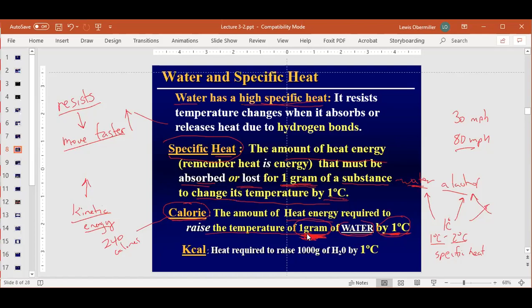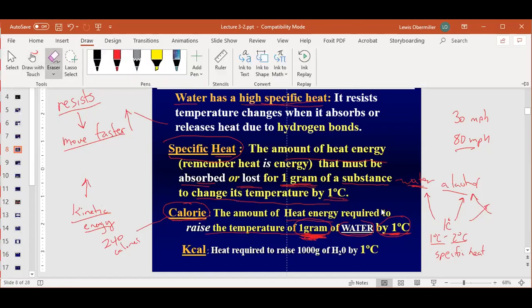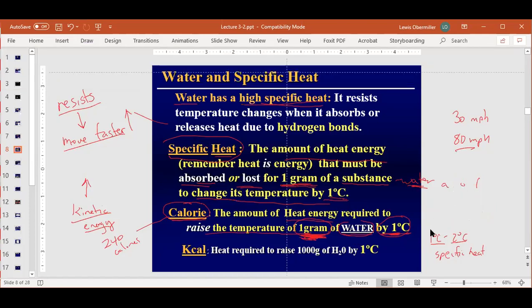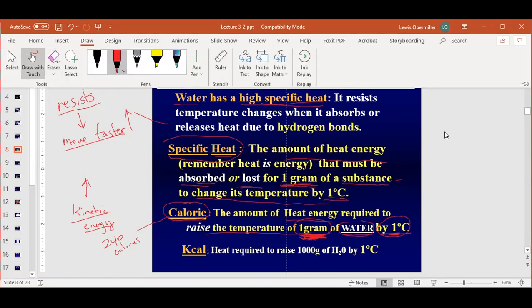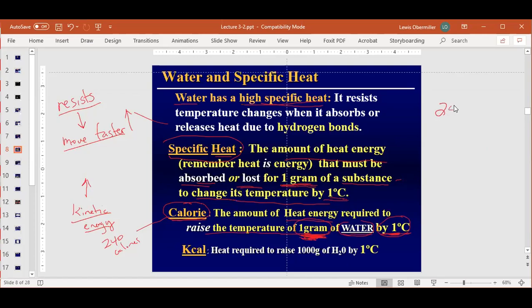If we took a gram of water, put it in a thimble, and burned up a whole Snickers bar, how many degrees would that raise the temperature by? 240 calories. You guys are afraid you'll get the wrong answer. It's okay if you already knew this. 240 degrees Celsius.